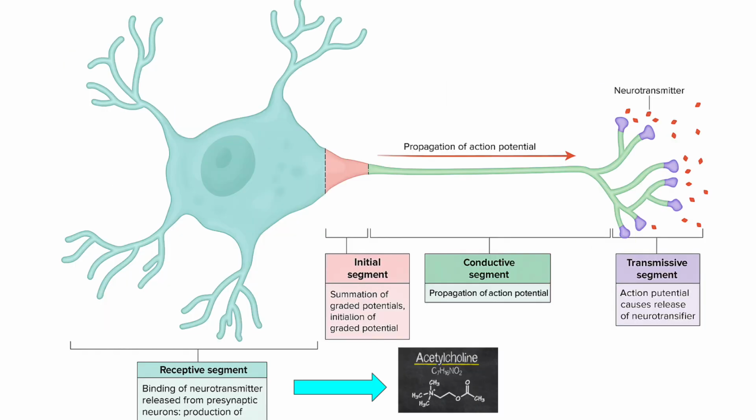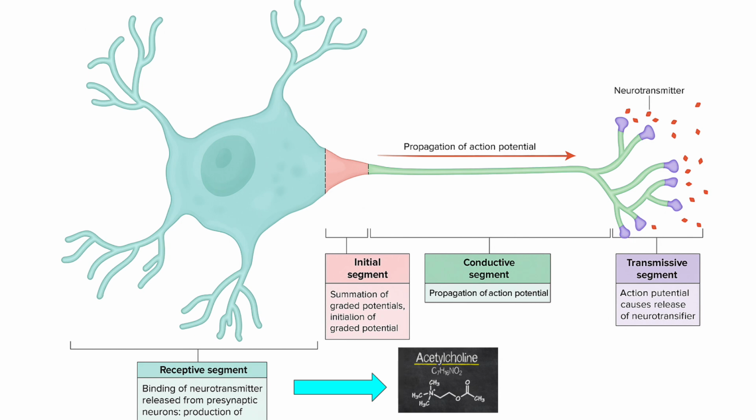I wanted to show this picture and label the parts of the neurons before we continued. The section in the blue is the dendrites. The dendrites receive the signals from the other neurons and help with neuron-to-neuron communication. This is the receptive segment of the neuron and helps with the binding of neurotransmitters released from the presynaptic neurons. An example of a neurotransmitter that does this is acetylcholine. This also helps with the production of graded potentials.